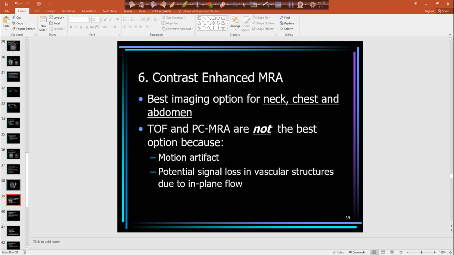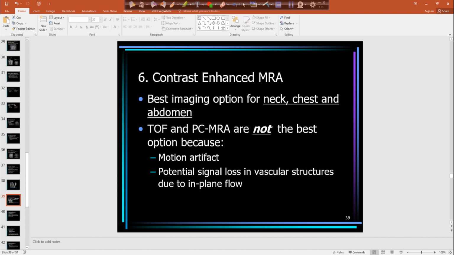Alright, so our next MRA technique is our contrast enhanced. And remember, this is the best imaging option for our chest, neck, and abdomen, where we're going to get that respiratory artifact or that swallowing artifact from our neck. Time of flight and phase contrast MRA are not the best because they do not compensate for that motion artifact, and we get potential signal loss in vascular structures due to in-plane, remember, the parallel blood flow to our slice.